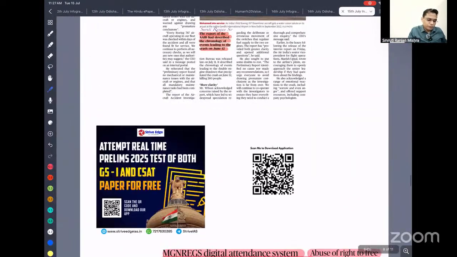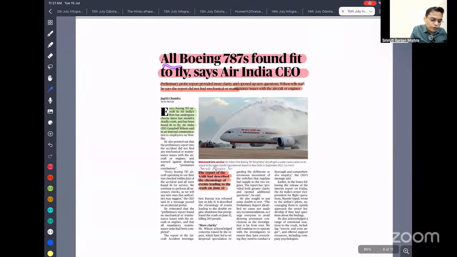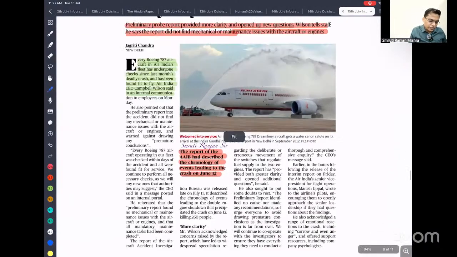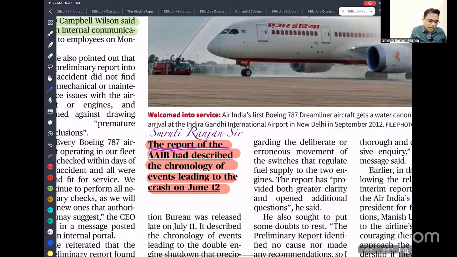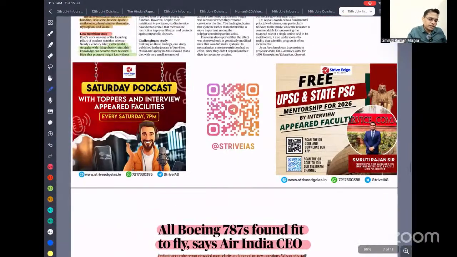Okay. So next is, all Boeing 787s found fit to fly, says the Air India CEO. You can see here the report of the Aircraft Accident Investigation Bureau has described the chronology of events leading to the crash on June 12th. No need to go into detail because this is more than enough.